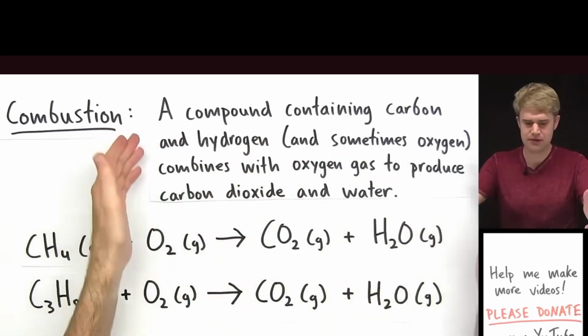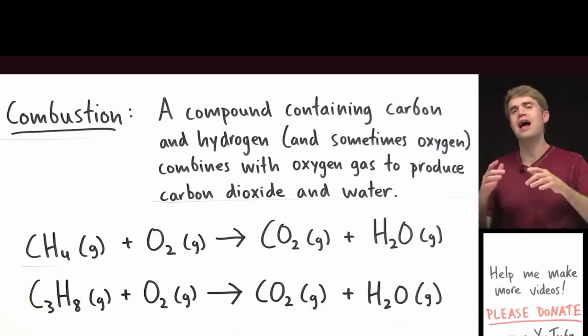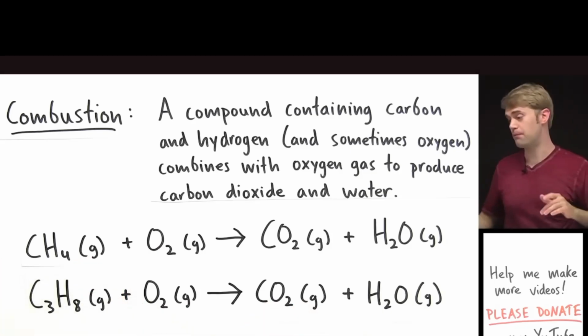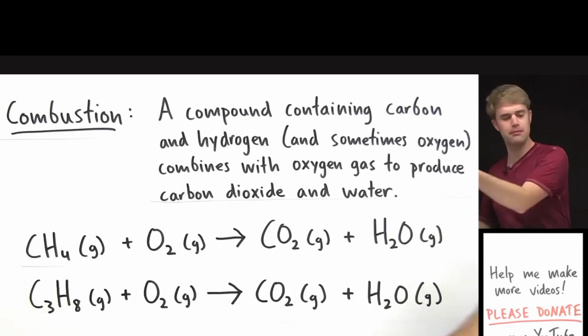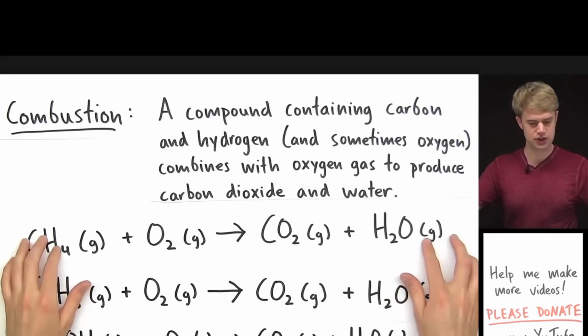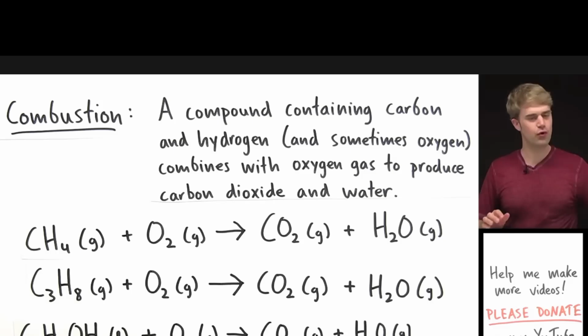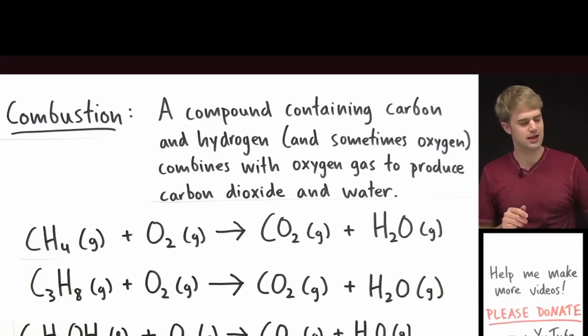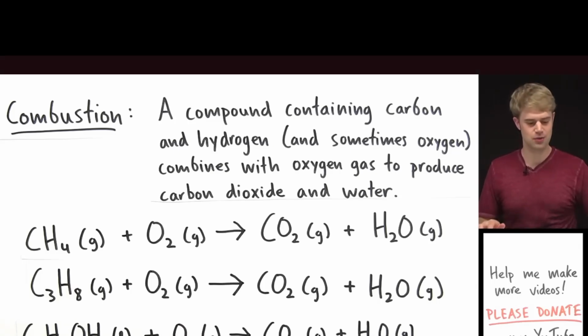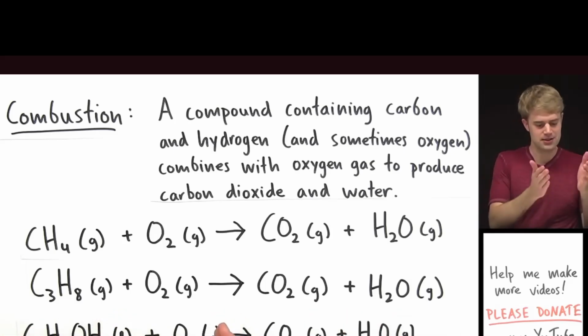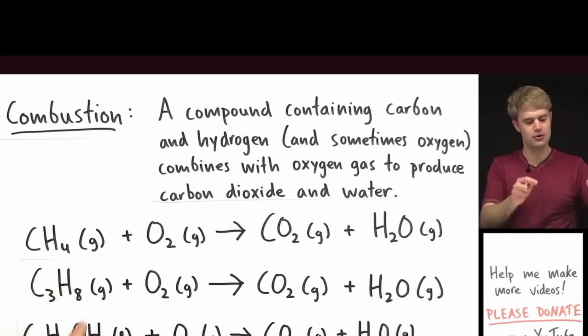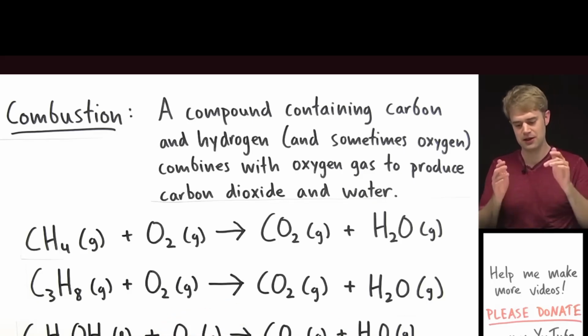Now, as this definition says, sometimes we have oxygen in the compound that we're burning. Here is one example of a combustion reaction that has oxygen in it. This is the chemical formula for ethanol or ethyl alcohol, and you can see that just like these, it has lots of carbons and hydrogens, except it also has oxygen as well. But that's no big deal because it combusts just like the other two by combining with oxygen and making CO2 and H2O.